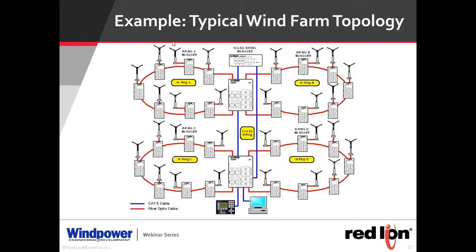So this slide right here is an example of a wind farm with four rings going into a backbone, where the SCADA data is being transmitted via the end ring.